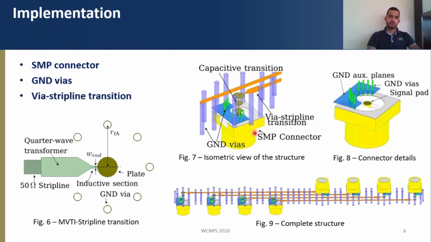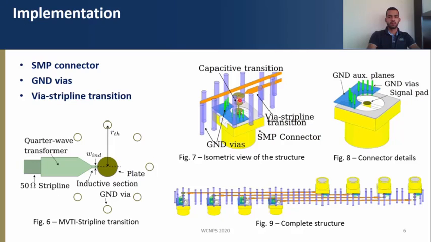The implementation of this was done with an SMP connector connected to this via structure, and around them we have GND vias to ensure that the same potential is seen all through the via height, and we also avoid radiation leakage. The SMP connector also has some GND vias to have its impedance matched.